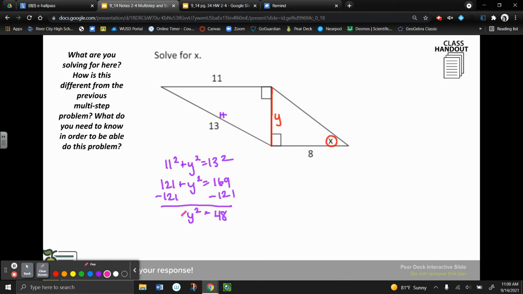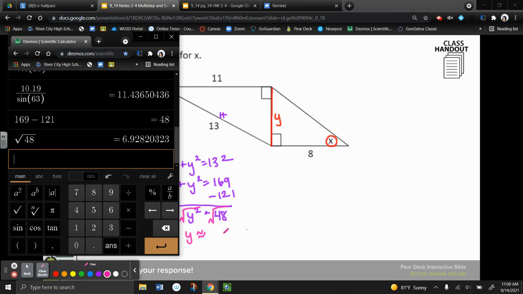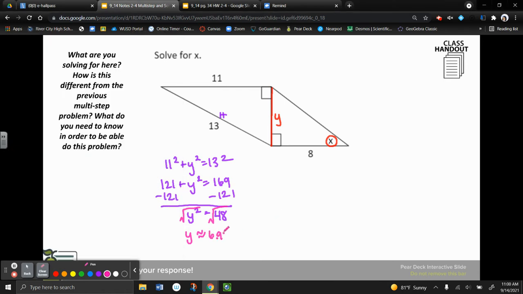And then we're going to take the square root of both sides. And we are just going to get the approximate answer for this one. So square root of 48, 6.93. So this side right here is 6.93. Okay, so now that we have that, now we need to see if we can solve for the angle. Well, here's our other problem.